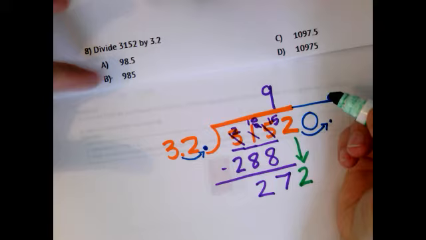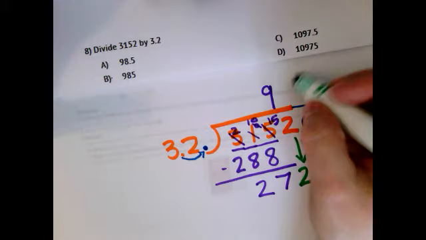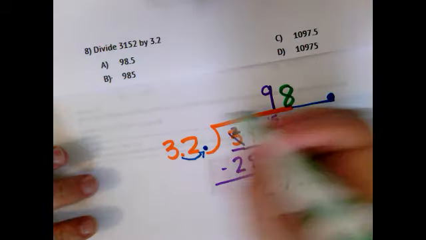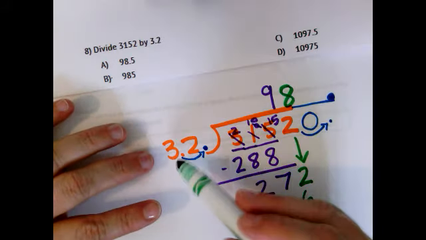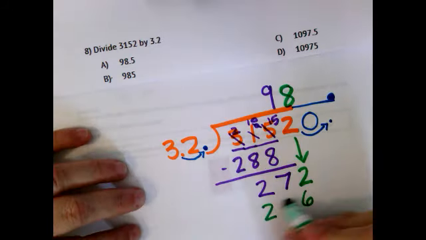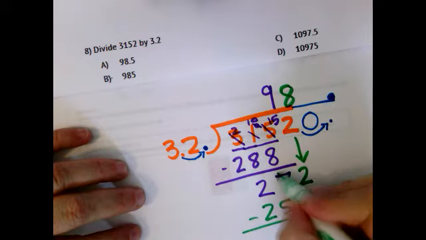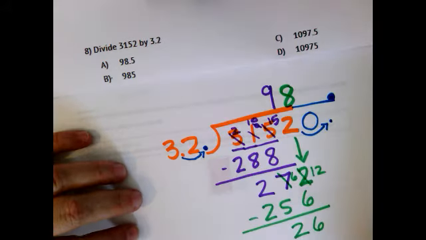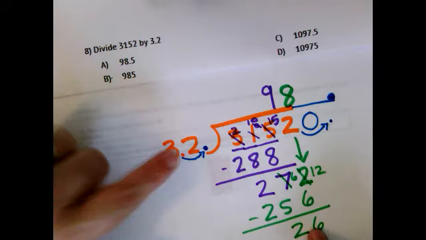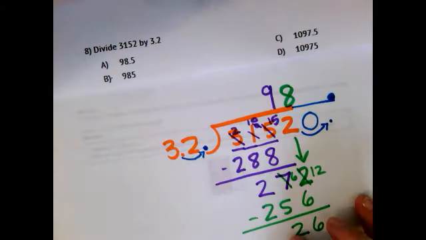My next in these answer choices, 8 is the next number. So let me try 8. So when I multiply, 8 times 2 is 16. 8 times 3 is 24, plus 1 is 25. And let's see what we get. Okay. Well, that works. As long as what you get down here when you subtract is less than your divisor, then you made an okay choice.